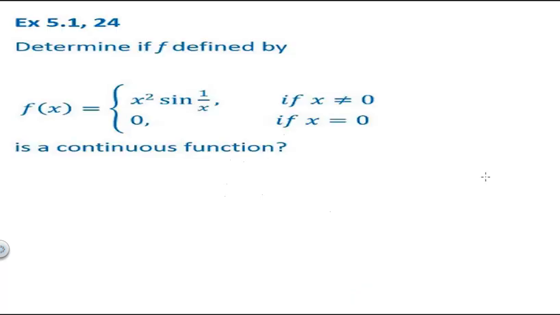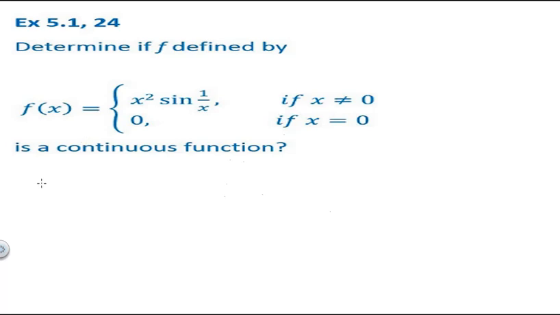Here comes question number 24. In question 24, we have been given a function f of x whose conditions are given. When x is equal to 0, it will be 0. When x not equal to 0, the function value is x square into sine of 1 by x. We have to determine whether this function f is a continuous function or not.